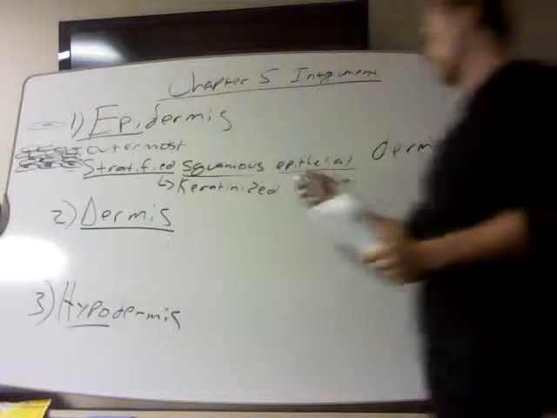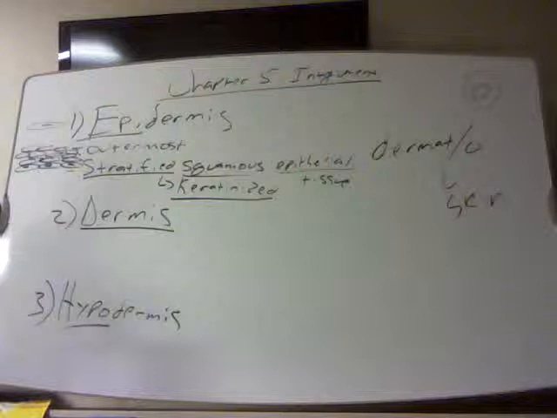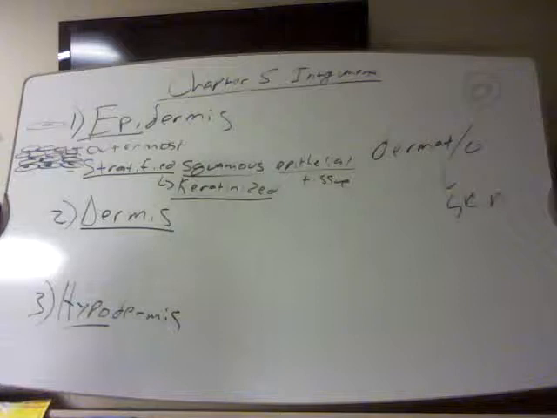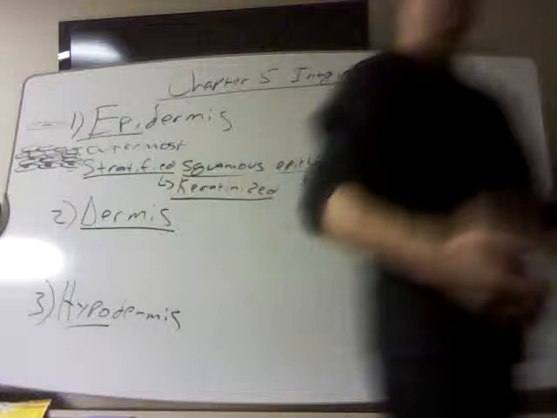Now we say keratinized because of the presence of a protein called keratin. Basically what happens in a nutshell, and I'll get more in depth when I cover the epidermis, is that as cells work their way up through the layers of the epidermis, they die. And as they die, you find this very hard, tough protein in there called keratin. So they're keratinized cells.